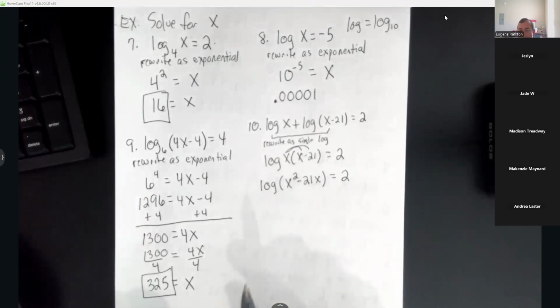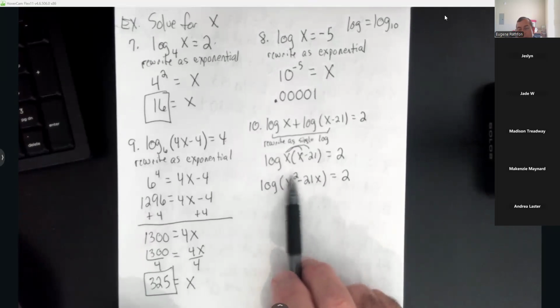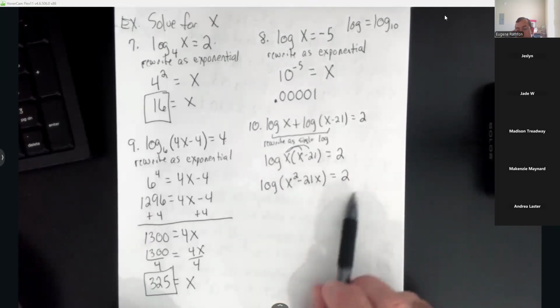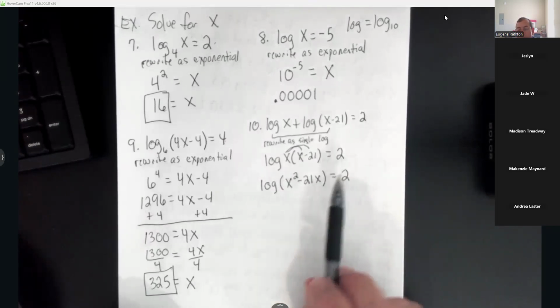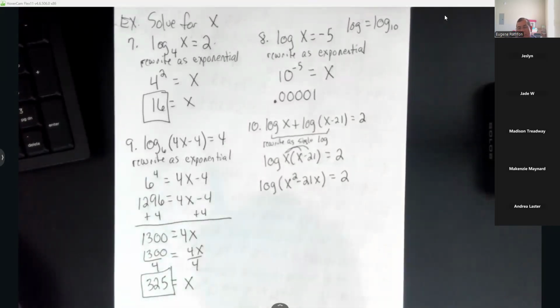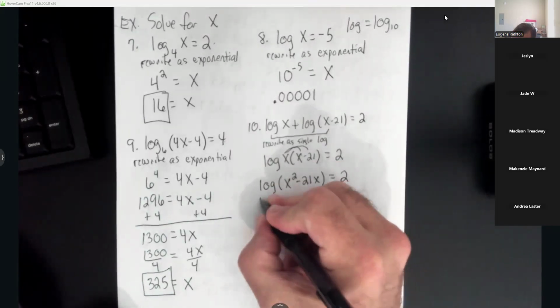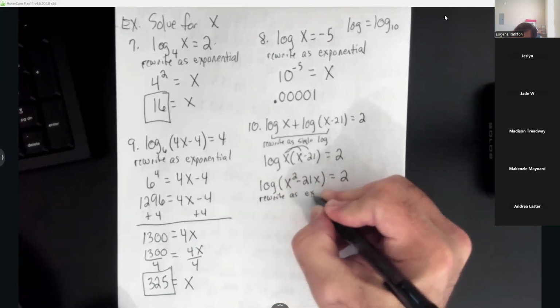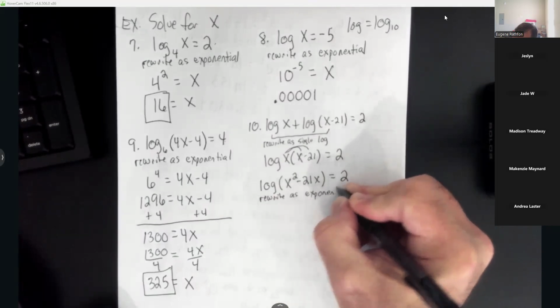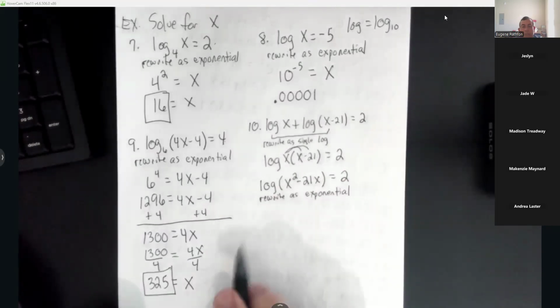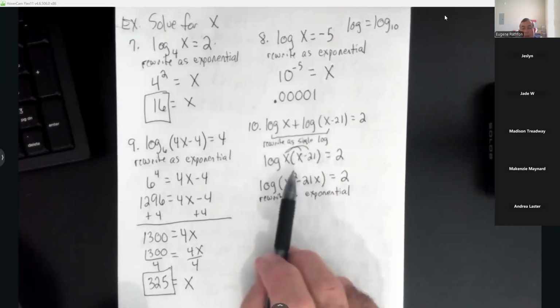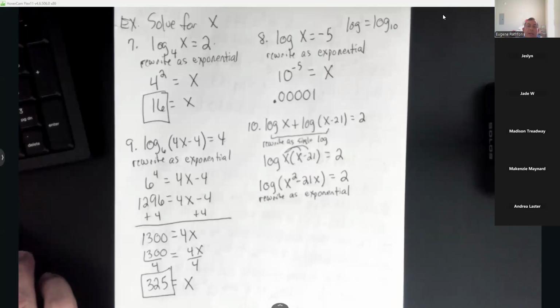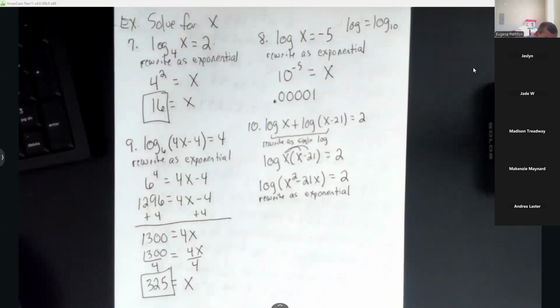Now notice this. I don't have a log base equal to a log base because I don't have a log base on this side. So since I don't have a log base equal to a log base, at this point, we're going to rewrite as exponential. So you combine logs by writing it as a product, and then at that point, we're going to change it to exponential.